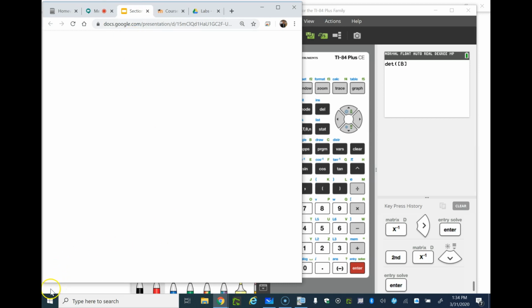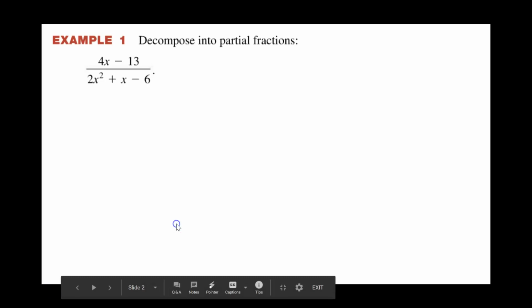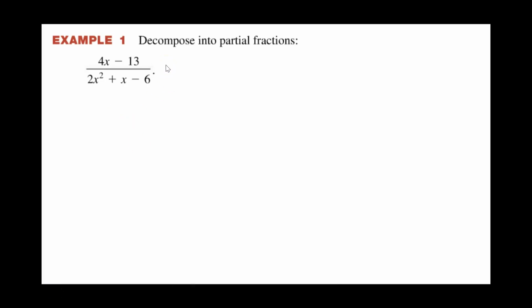Before we get started here, I'm going to pause it. Okay, so partial fractions, this is what the direction is going to look like. We're going to decompose into partial fractions.